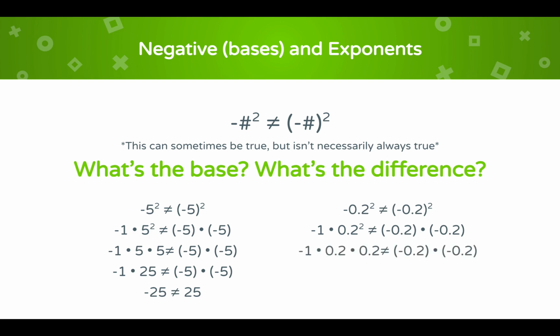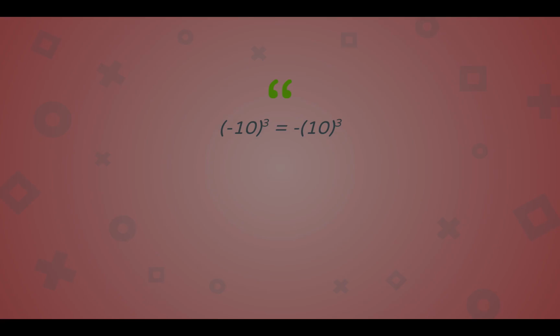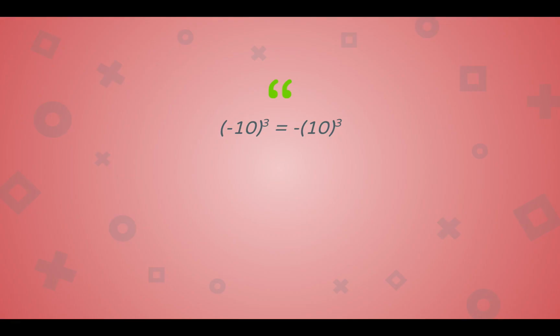If we evaluate that using order of operations, 0.2 times 0.2 is our 0.2 squared, and then we get 0.04, multiply that by negative 1, and we get negative 0.04, while negative 0.2 times negative 0.2 on the right-hand side is positive 0.04, because a negative times a negative is a positive. So we do not get the same value. So sometimes this is true.